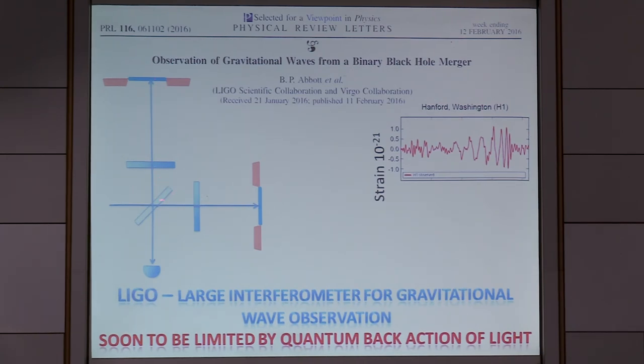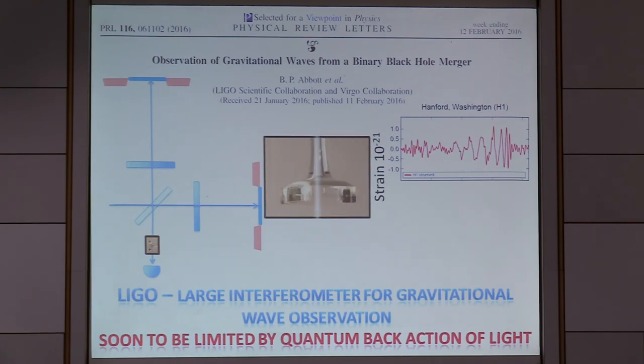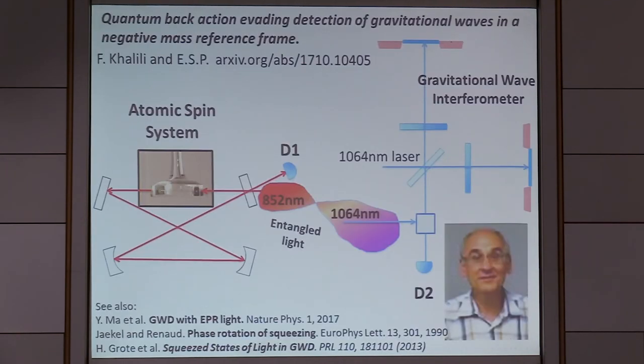They have hundreds of kilowatts of light circulating here, and the kilogram mirrors are bombarded by the radiation pressure of those hundreds of kilowatts, and this is what limits their sensitivity. So what we think we can do is to add a little breadboard with our nice atomic ensemble and do the back action cancellation in a similar fashion to what we have done in the lab for the nanomembrane. I'd like to acknowledge my wonderful collaborator, Farid Khalili, and if you are interested in more details of how this is done on paper, admittedly, this is the arXiv work.